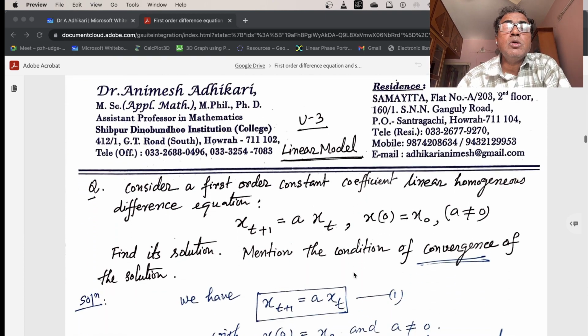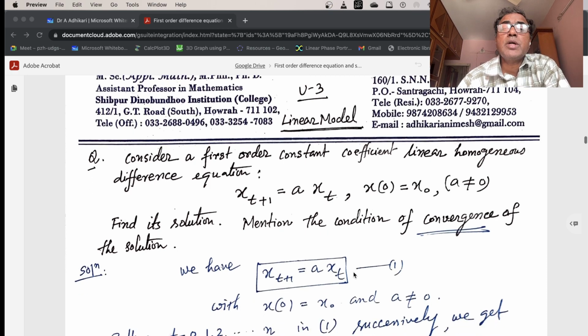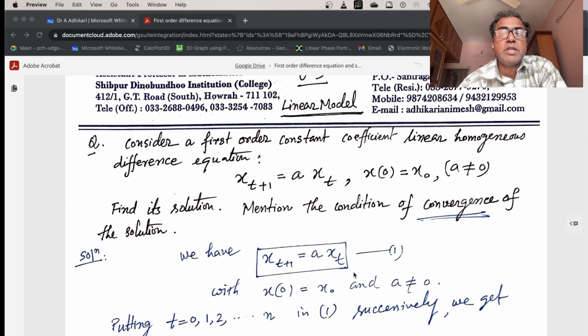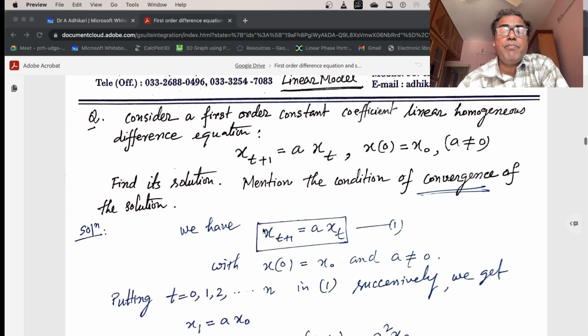Now we consider a first order constant coefficient linear homogeneous difference equation. This is the simplest difference equation, xt plus 1 equal to a xt with the initial condition x at t equal to 0 equal to x0 and the constant a not equal to 0. Find its solution and mention the condition of convergence of the solution.